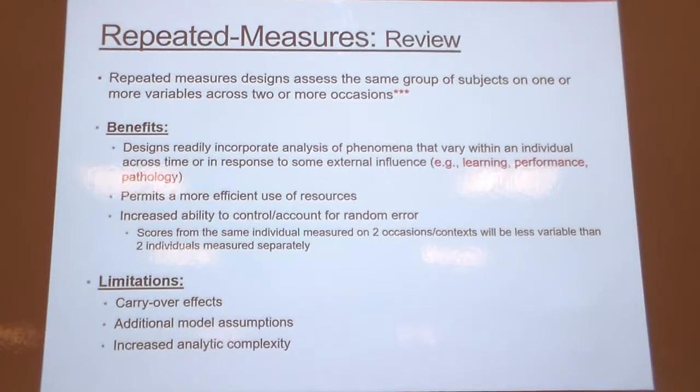All right. So that's our between group stuff. Want to go through before we jump into our repeated measures and stuff. Want to talk about repeated measures stuff, right? Repeated measures. Remember, we're looking at the same group of people on one or more variables across two or more occasions. Why do I have an asterisk on that? Lauren, do you remember?